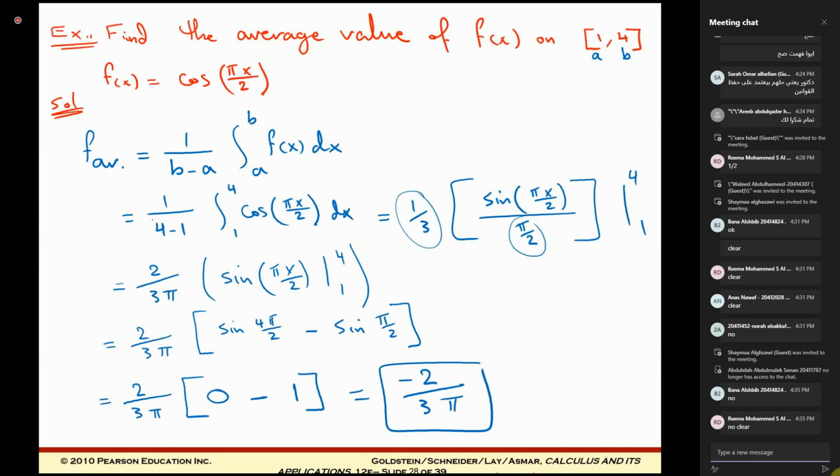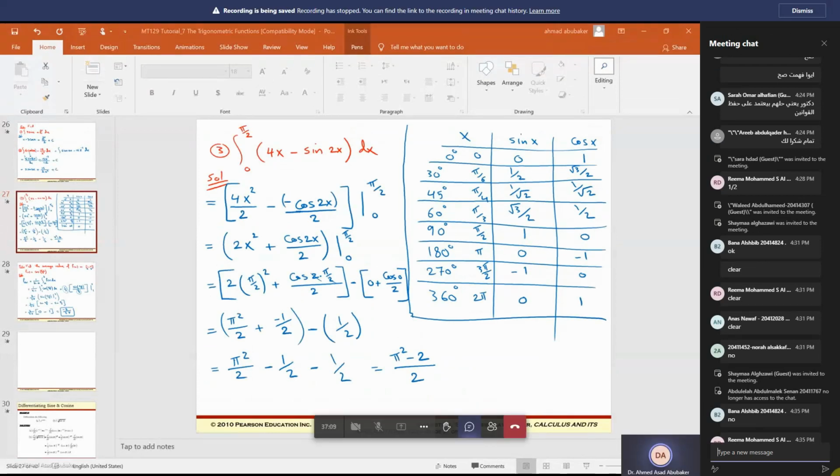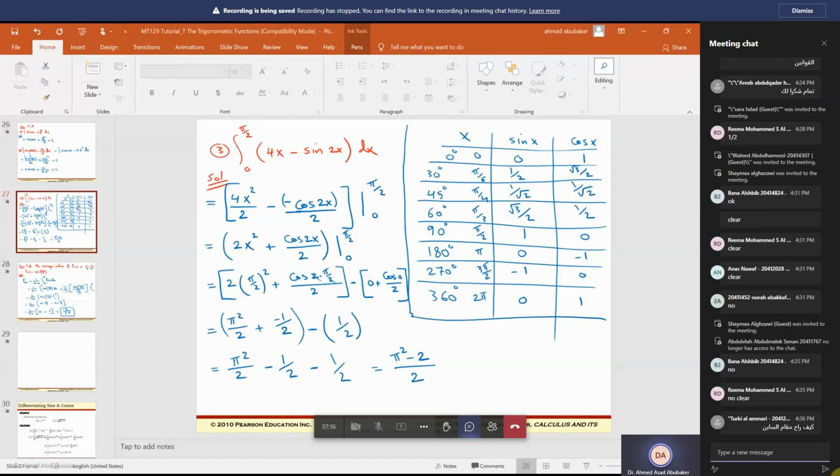So this is the main subject in tutorial number 7, trigonometric function. Now we go to the last chapter, the probability.